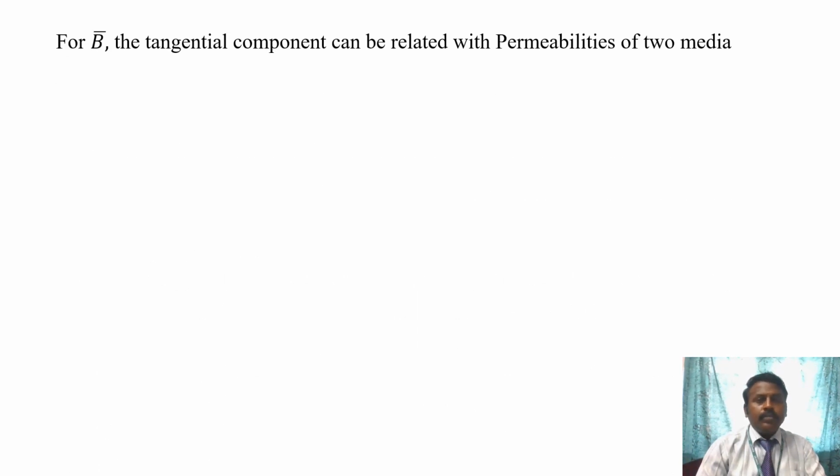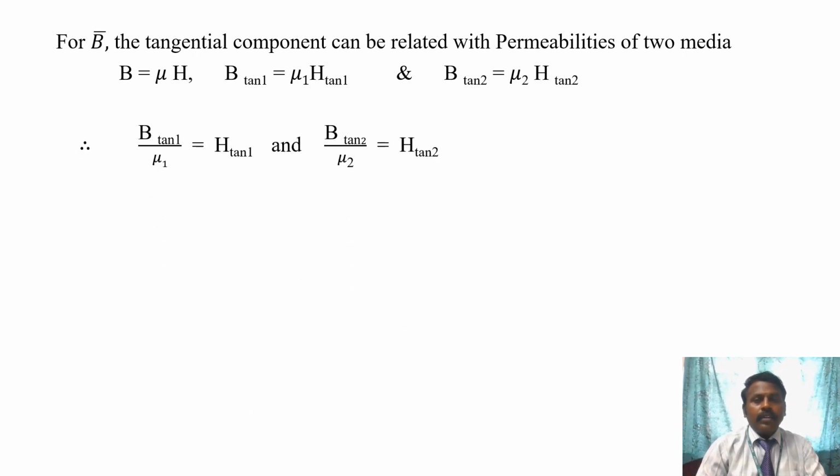Okay, similarly, we go for the next one, which is B. The tangential component of B can be related with the permeability of the two media, so B equal to mu H. Similarly, we can take the tangential component for both media, tan 1 and tan 2, and likewise mu 1 and mu 2. So finally, we can rewrite B tan 1 by mu 1 minus B tan 2 by mu 2 equal to K.